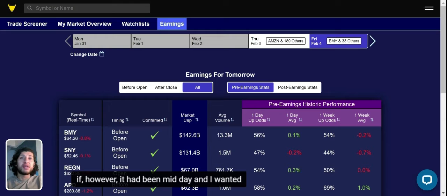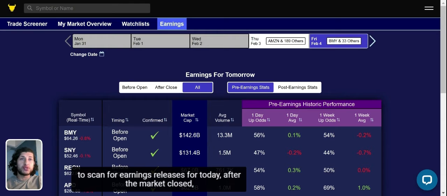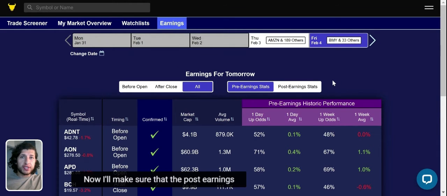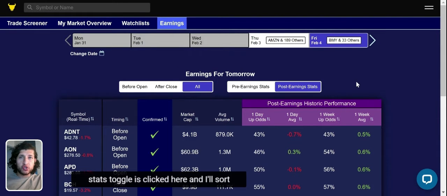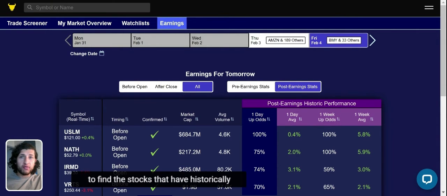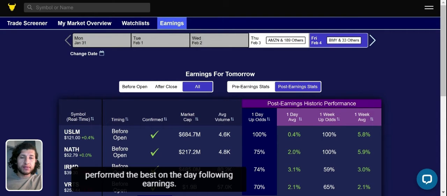If, however, it had been midday and I wanted to scan for earnings releases for today after the market close, then I would have to hit after close here. Now I'll make sure that the post-earnings stats toggle is clicked here, and I'll sort by post-earnings historic performance 1-day up odds to find the stocks that have historically performed the best on the day following earnings.